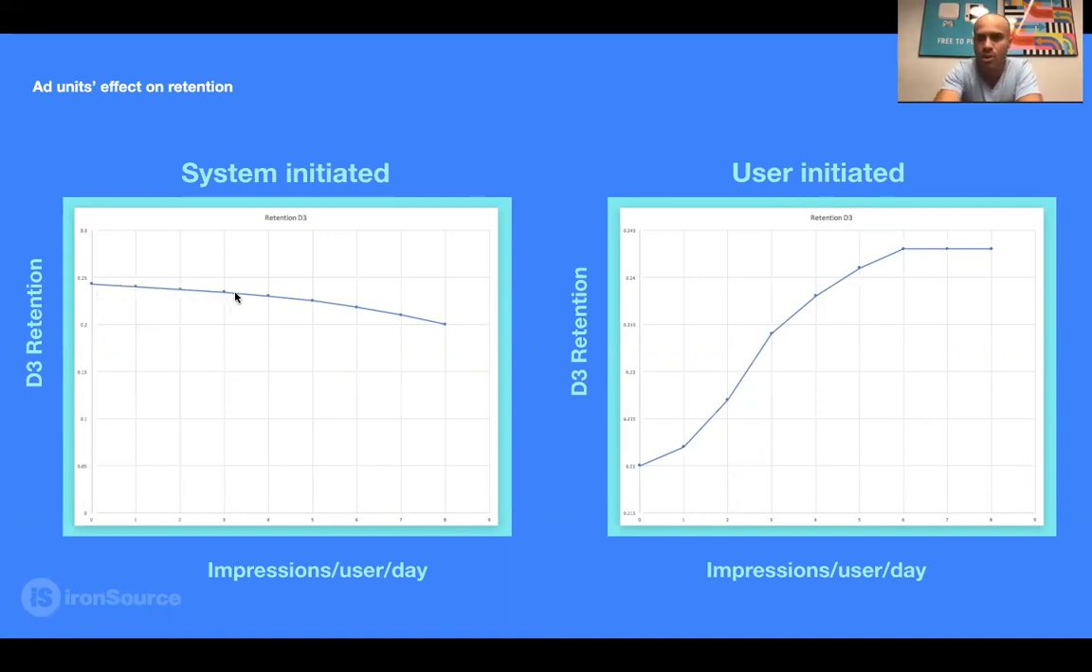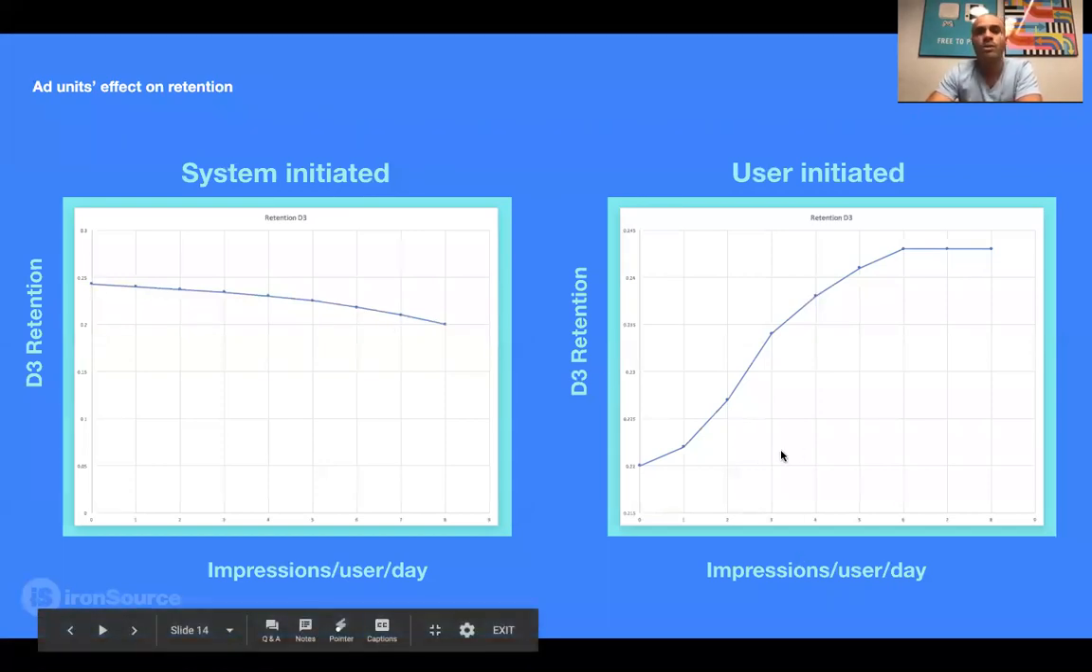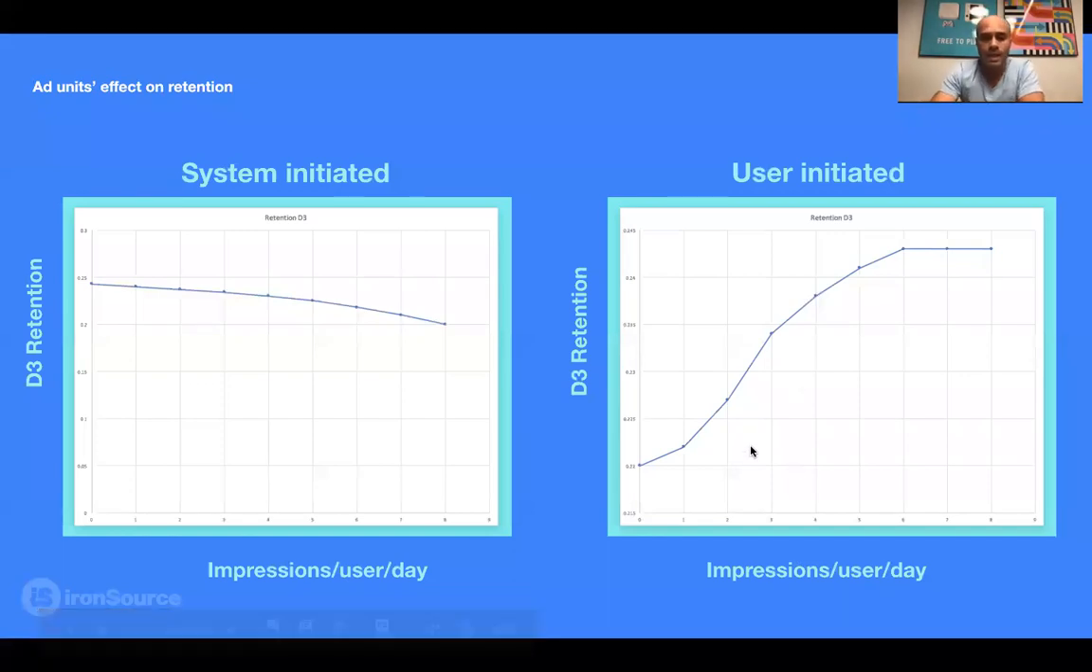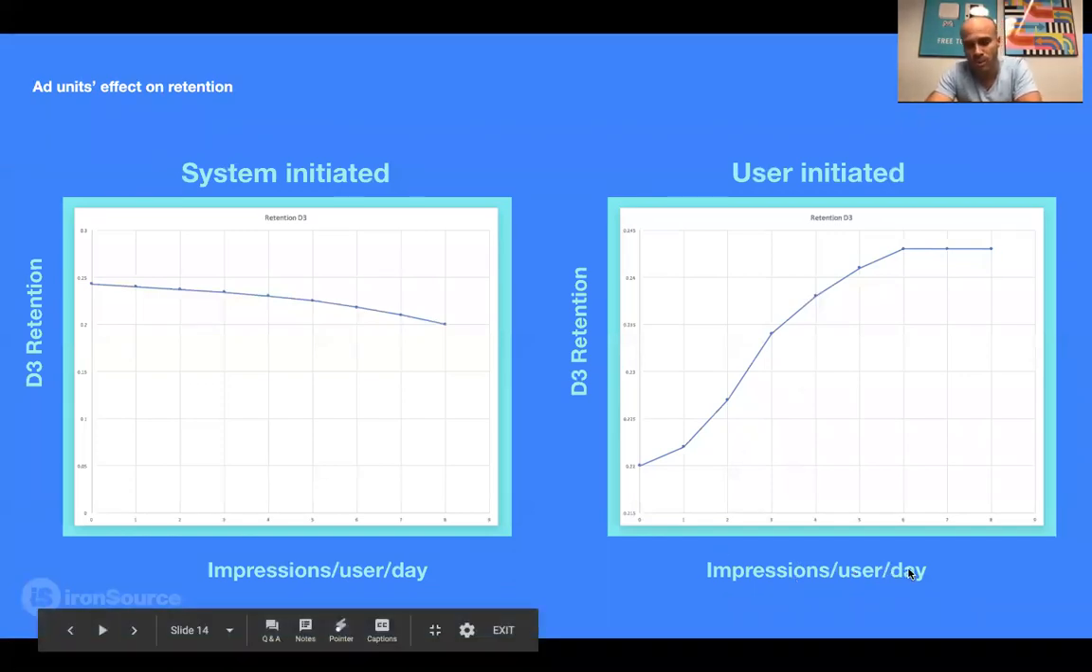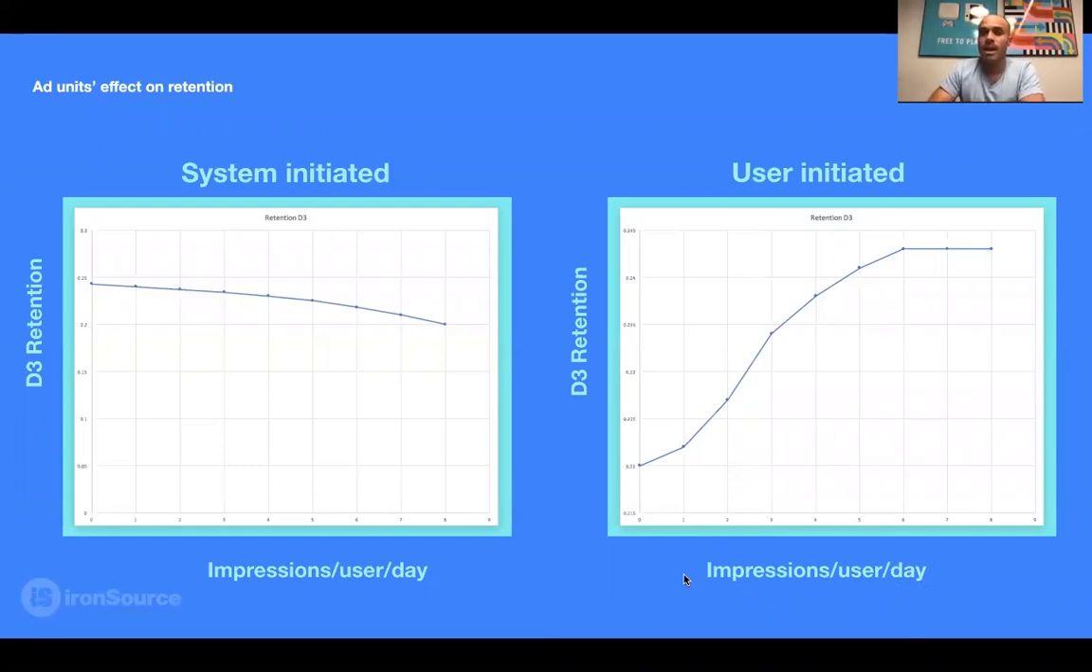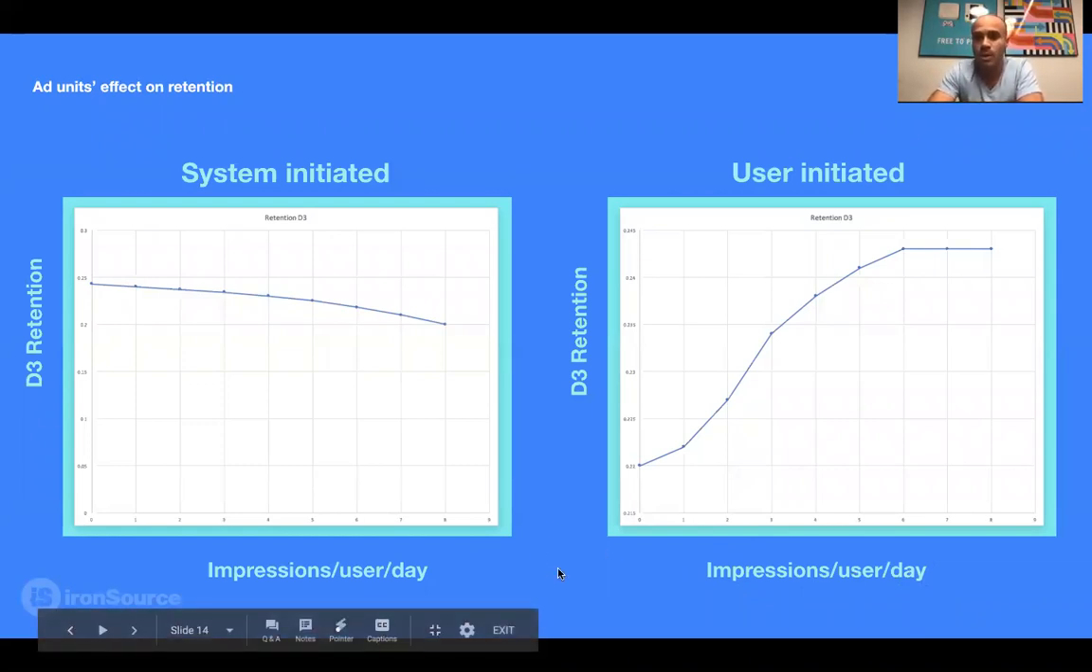Again, this averages a few examples. It can be different in your own game. But on average, we see that as you are showing more and more interstitials, definitely if it isn't in natural pauses in the game, then you are hurting your day 3 retention. While on rewarded video, if you are increasing the amount of impressions per user per day, and how do you do it? By having better rewards, having more placements, etc. Then you can actually increase your day 3 retention compared to not having rewarded video at all.